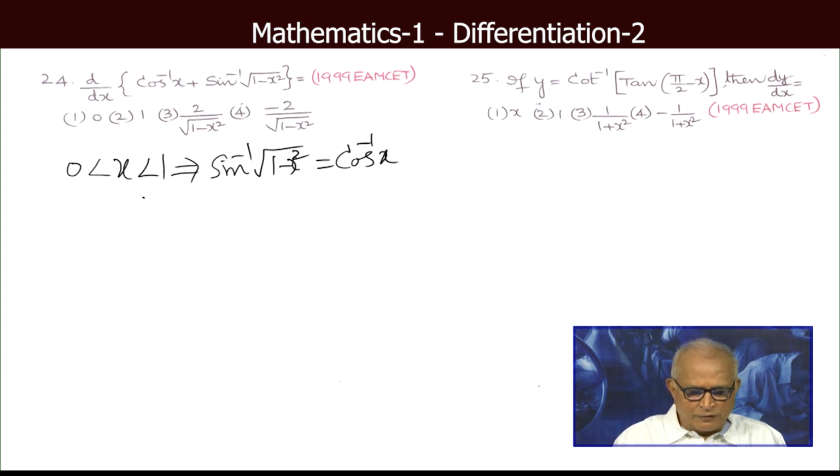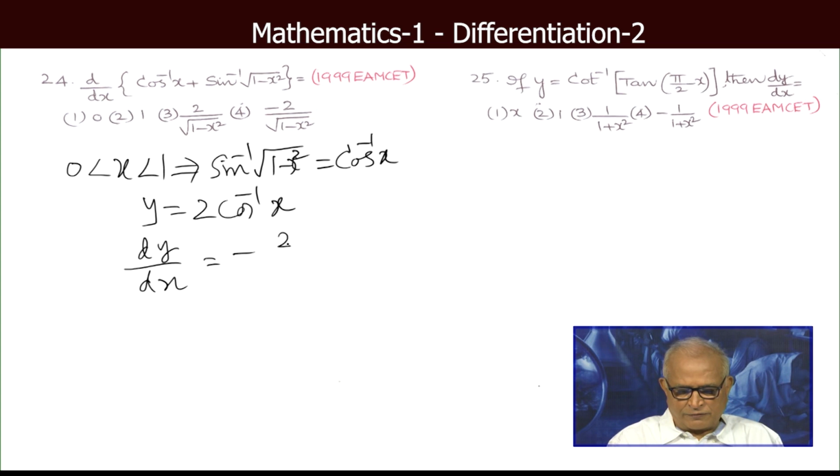So, therefore, y equal to twice arc cosine x, dy dx equal to minus 2 by root of 1 minus x square. Okay. Well, that is the fourth option.